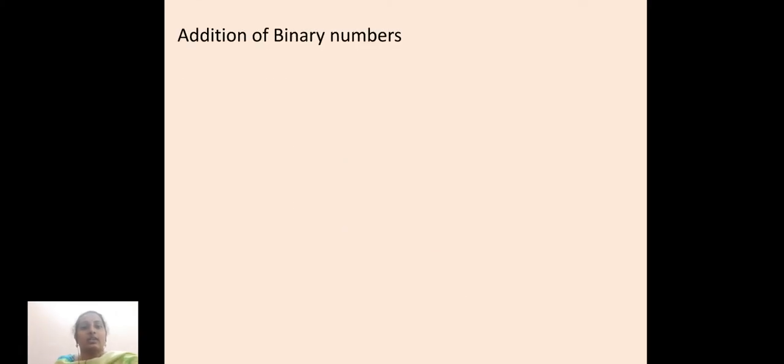Okay, so next one is binary subtraction. Compared to binary addition, binary subtraction becomes somewhat easy. So see here, 0 minus 0 is 0. 1 minus 0 is equal to 1. 1 minus 1 is equal to 0. But 10 minus 1 is equal to 1.